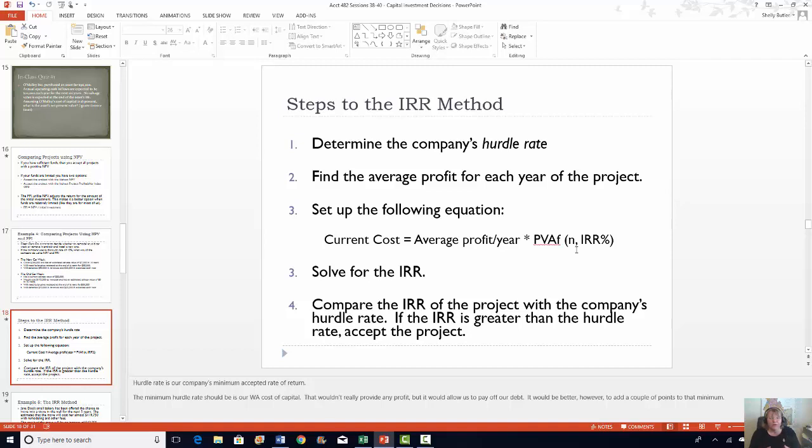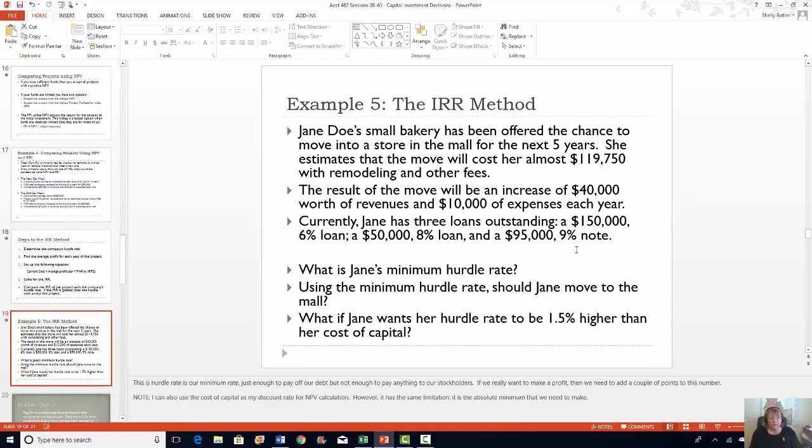So then we need to find the average profit for each year of the project. And step 3 is to set up the following equation, which is current cost equals the average profit per year multiplied by the present value of annuity factor and the IRR percent. And then we need to solve for the IRR. We need to compare the IRR of the project with the company's hurdle rate. If the IRR, internal rate of return, is greater than the hurdle rate, we can accept the project, because we want to make sure that this project is going to return us the same amount of money or higher that we can make on any of our other investments.